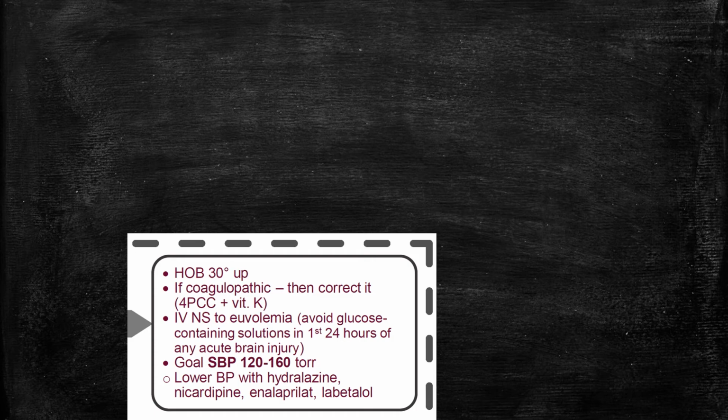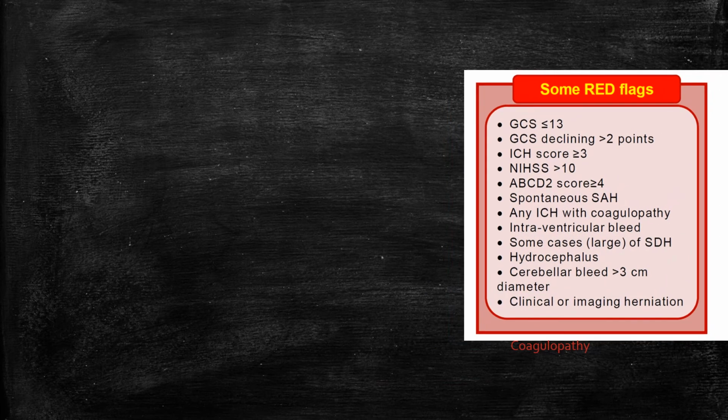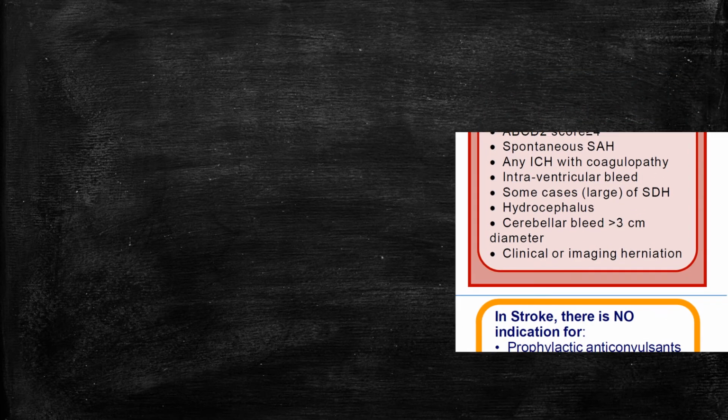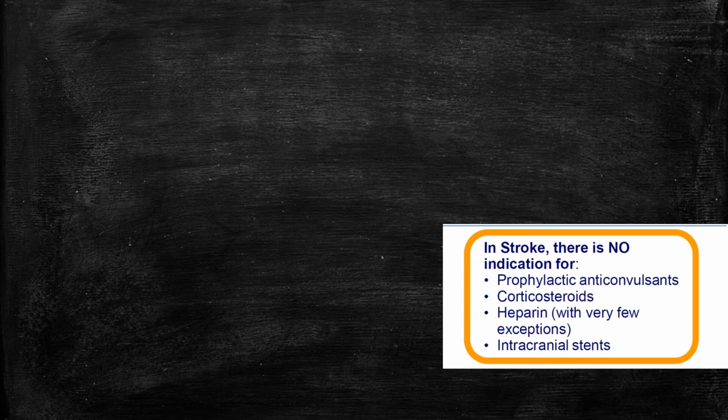Some important red flags in acute stroke are Glasgow Coma Score 13 or less, Glasgow Coma Score declining by more than 2 points, ICH score or NIH Stroke Score of 10 or greater, ABCD2 score in TIA of 4 or greater, spontaneous subarachnoid hemorrhage which is likely to be aneurysmal and poses the risk of rebleeding, intraventricular hemorrhage, large subdural hematomas, cerebellar hemorrhages of 3 or more centimeters in diameter, clinical or imaging evidence of cerebral herniation, and the presence of coagulopathy. In stroke, either ischemic or hemorrhagic, there is no indication for prophylactic anticonvulsants, corticosteroid use, intracranial stents, or with very few exceptions the use of heparin.